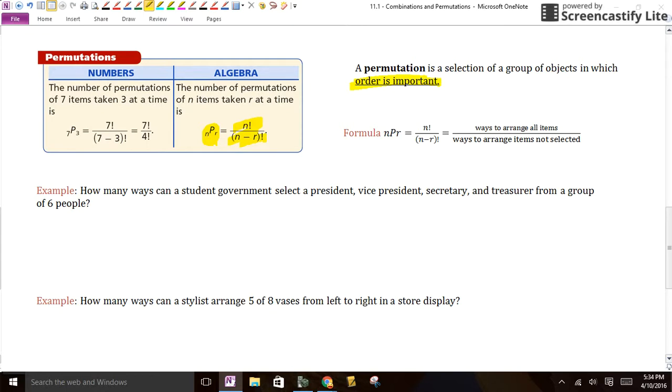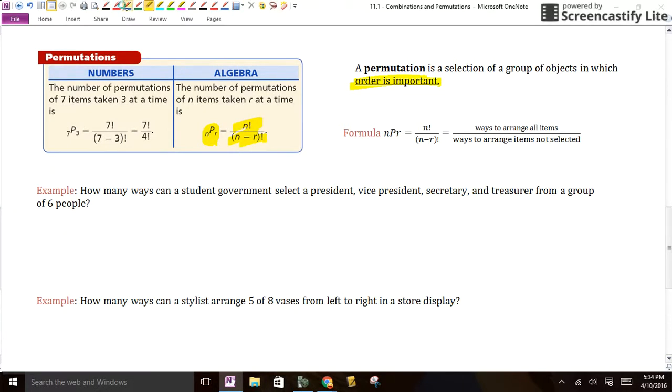So look at my example. How many ways can a student government select a president, vice president, secretary and treasurer from a group of 6 people? So you got this club that has 6 people and you want to have apparently 4 positions. Now you got to decide, does the order I pick them matter? Because if I say Sally and Billy again, so Sally's president and Billy's vice president, would that be different than if I would have gone Billy, Sally, where Billy is president and Sally is vice president? Well, yeah, that's different.